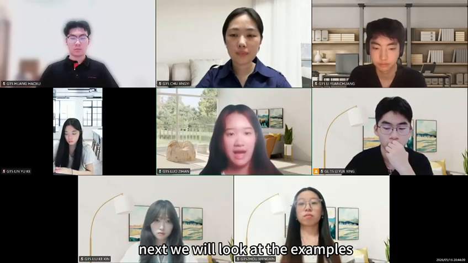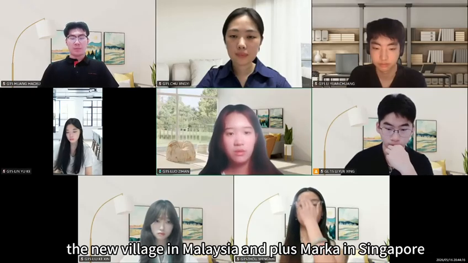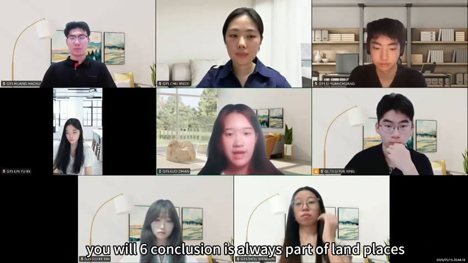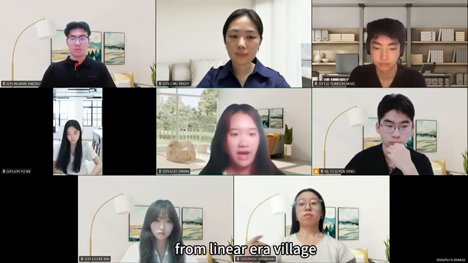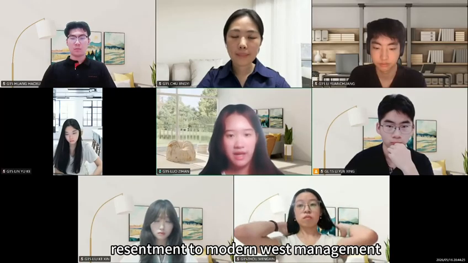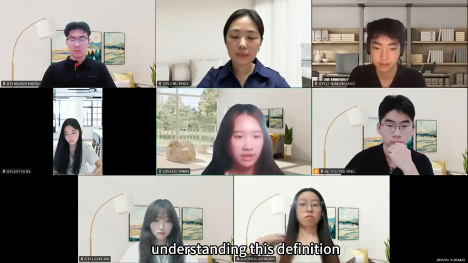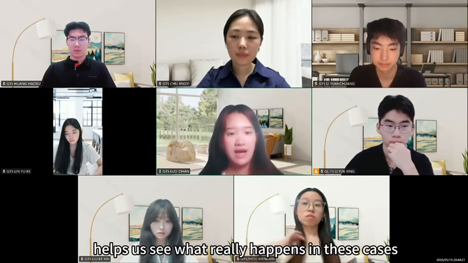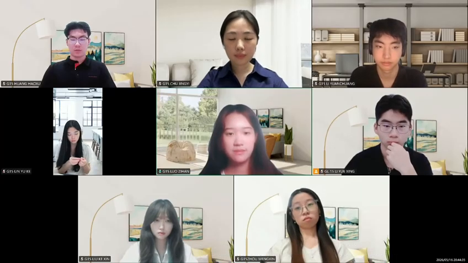Next, we will look at the examples: the new villages in Malaysia and Pulau Semakau in Singapore. You will see exclusion is always part of land use, from colonial era village resettlement to modern waste management. Understanding this definition helps us see what really happens in these cases.